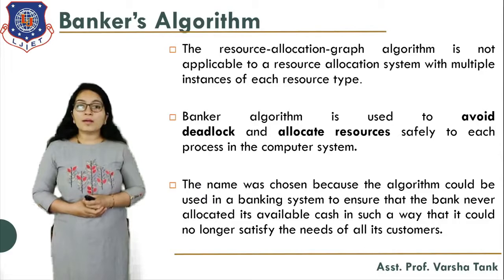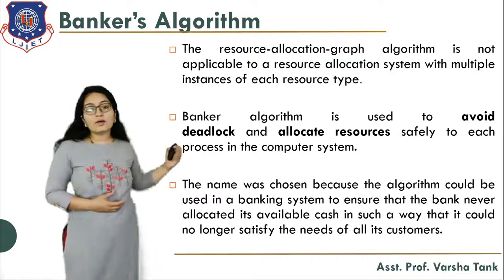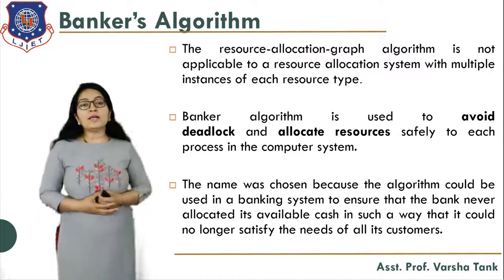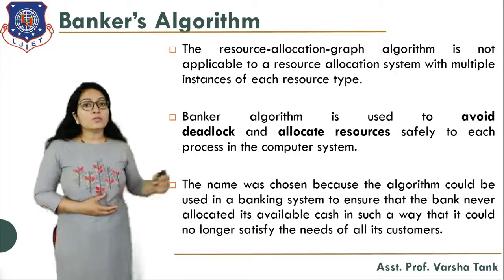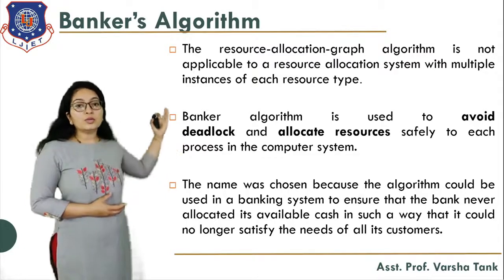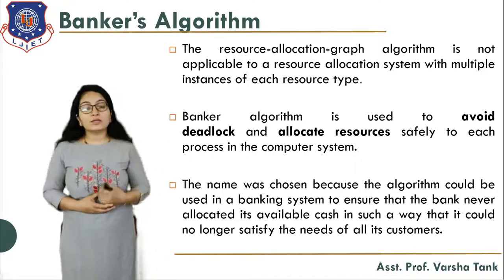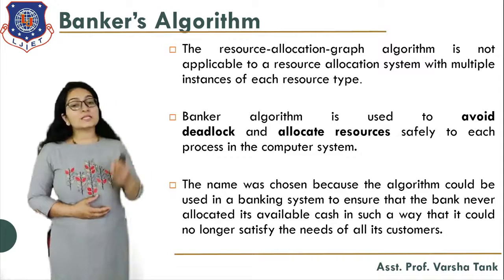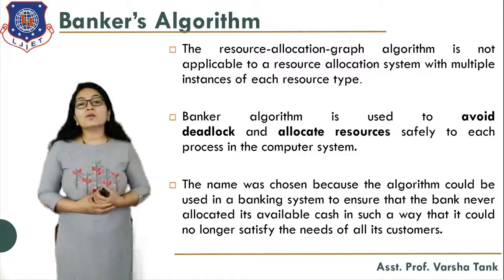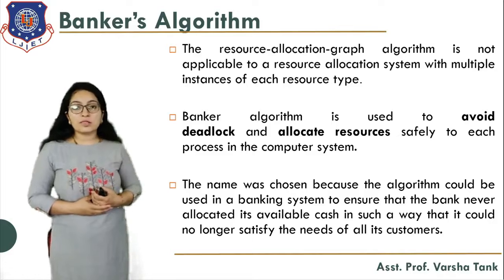So first of all, banker's algorithm. The resource allocation graph. We all are aware that this RAG, that is the resource allocation graph algorithm, is not applicable to a resource allocation system with multiple instances of each resource type. But we can do this with the banker's algorithm. We can apply the banker's algorithm for resources of a single type, as well as for resources of multiple types, that we will see later when we see the examples of this.